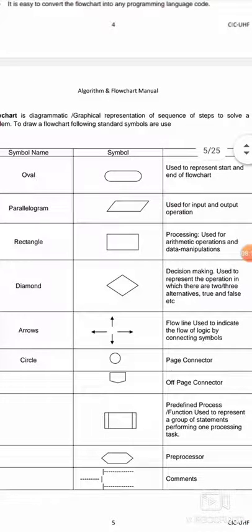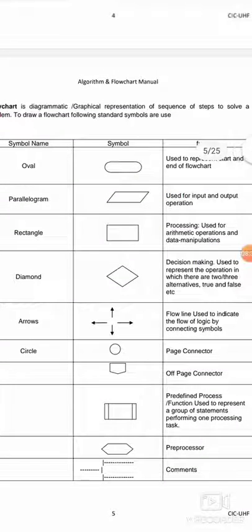Rectangle is about processing. It is used for arithmetic operations and data manipulations. So it's a very important symbol, because whatever calculation you do will be done in this rectangle box. For example, as I was telling, 2 into 3: that multiplication will be done in this rectangle symbol. So the multiplication operation is represented with the help of the rectangle symbol.